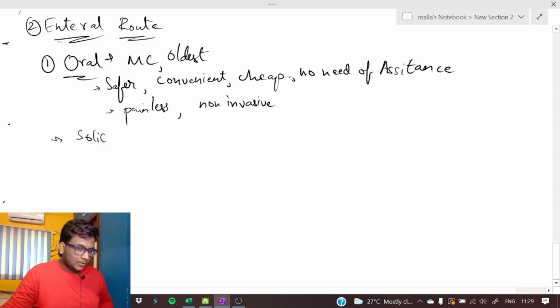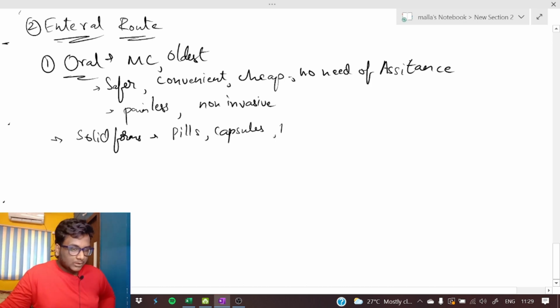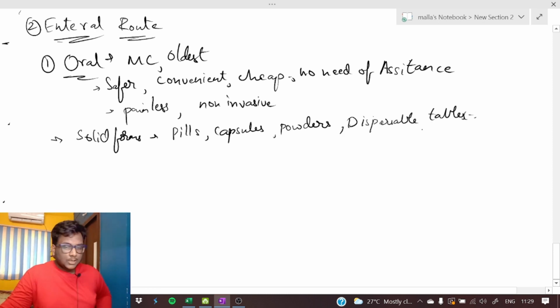The oral drugs are mainly of different forms. The first one is solid forms like pills, capsules, powders, dispersible tablets. You will ask what is the difference between dispersible tablets and normal tablets. For example, we take aspirin. It is a normal tablet. If the binding agent is decreased, it will be more dispersible. The drug is more dispersible.